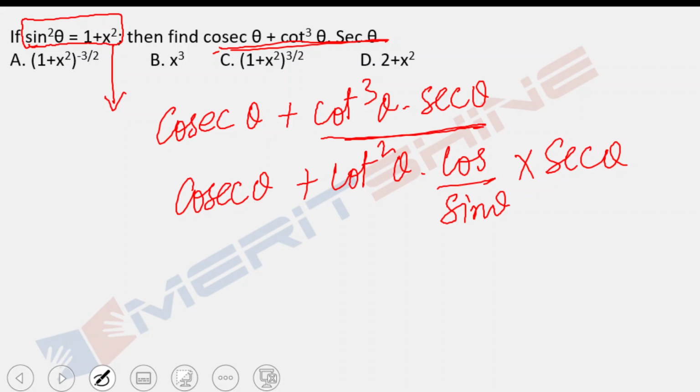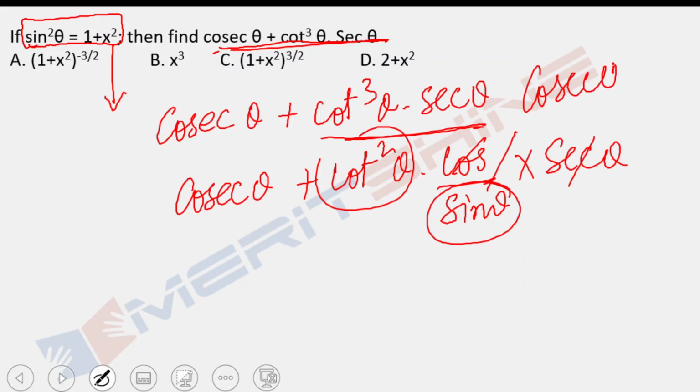I take out 1 cot theta and make it cot square theta. So this cos and sec get cancelled. I have a 1 by sin theta. 1 by sin theta is nothing but cosec theta. So cosec theta can be taken common from here.